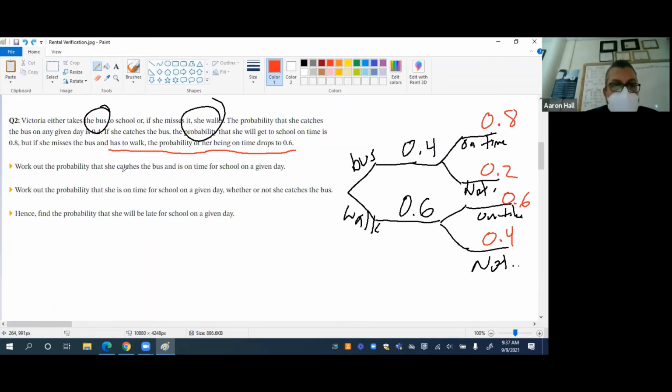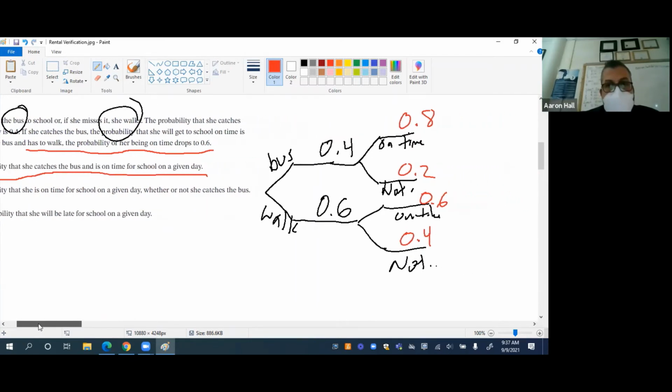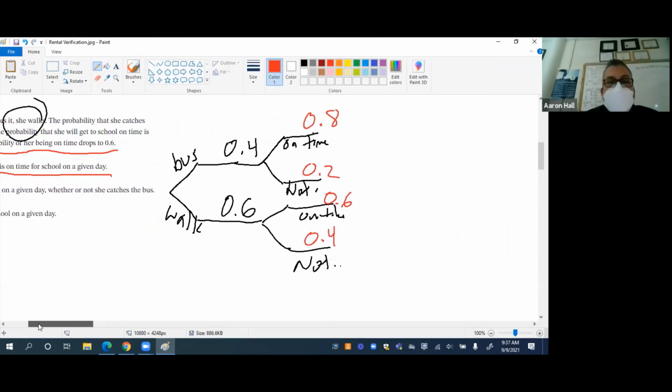Let's work out the probability that she catches the bus and is on time for school. The first one says work out the probability that she catches the bus and is on time on a given day. So what's the probability that she does this branch here? How do we figure that out? What's the probability that she catches the bus and she's on time?